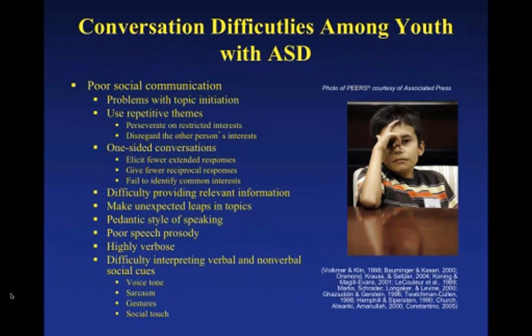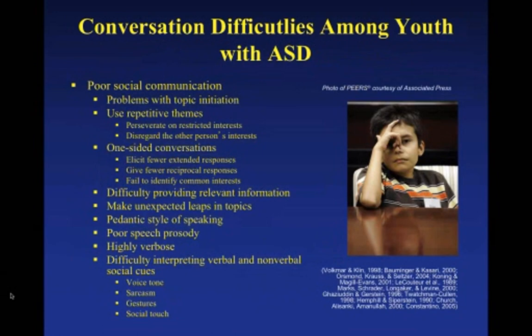They might perseverate on their own restricted interests or their topics of interest, and usually tend to disregard what may be the other person's interests in that conversation. So what ends up happening is they have a lot of one-sided conversations. It's either based on the topic that they might be interested in talking about, with little coming from the other person in that conversation.